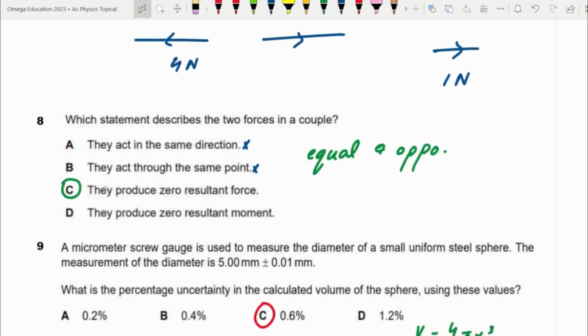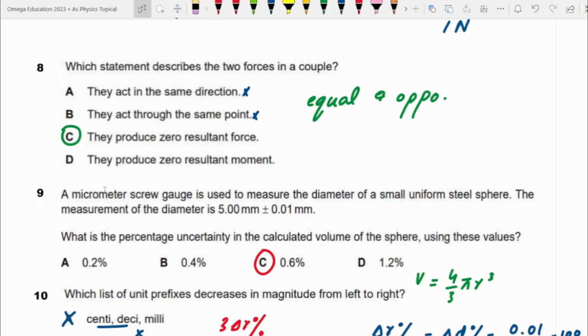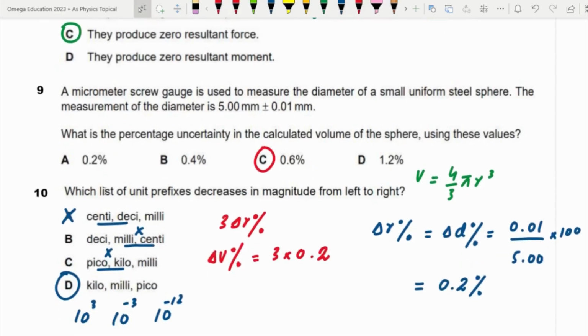0 Newton, which is option A, is the right answer. Question number 8, once again theoretical. What statement describes two forces in a couple? So they should not be in the same direction. As a matter of fact, they should be in opposite direction. So C is the right answer. They produce 0 resultant force.